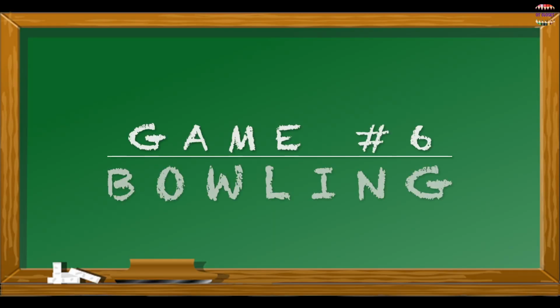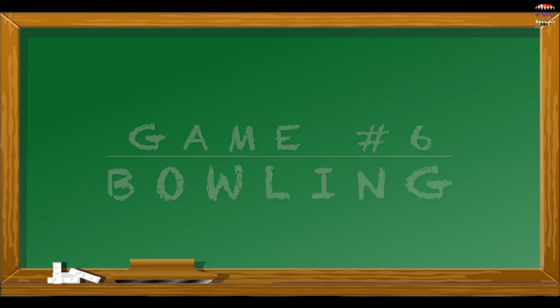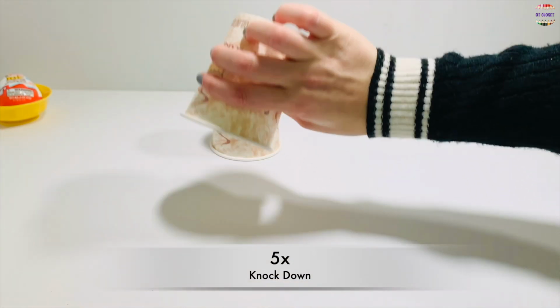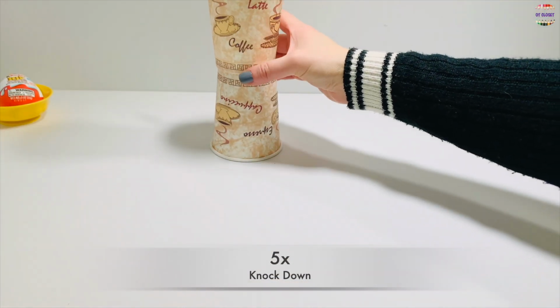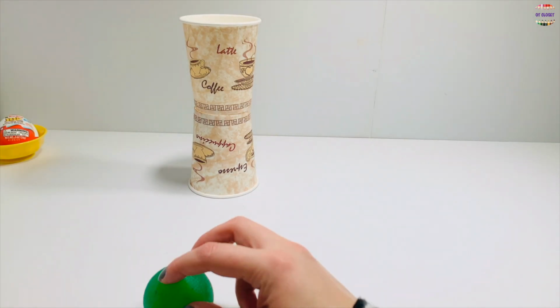Game number 6. Let's try to do some bowling. Build a tower using 2 cups and knock them down 5 times. Ready? Start.